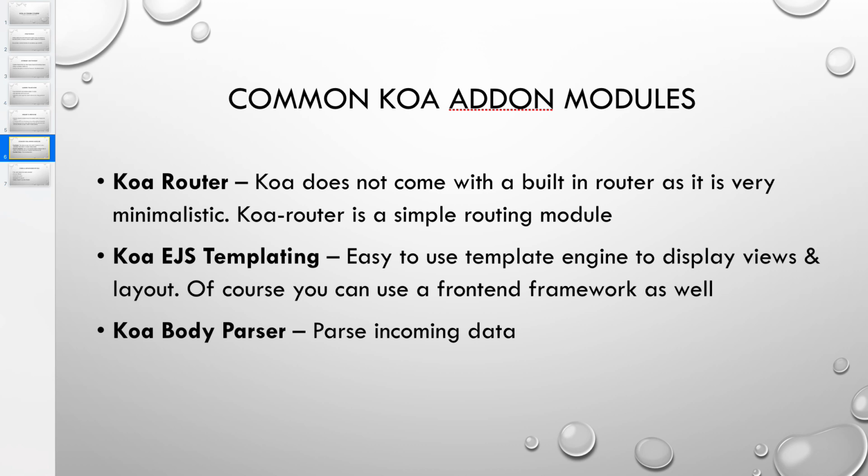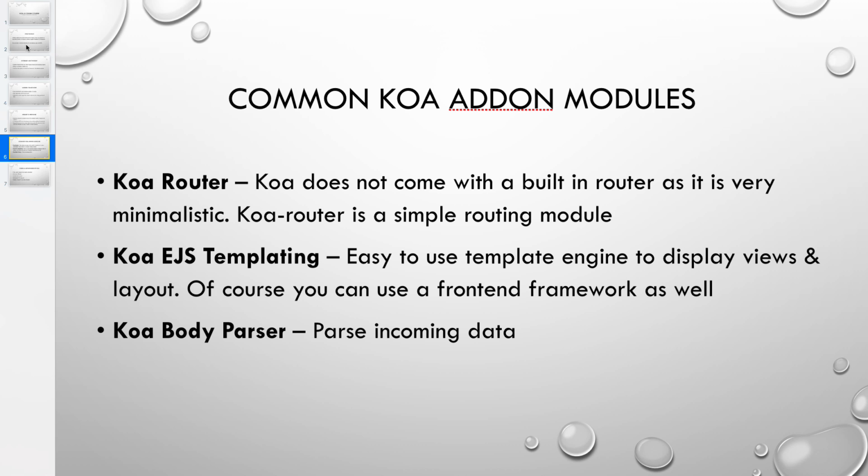It's similar to just the regular EJS. If you've ever used that, embedded JavaScript, it's actually one of my favorite template engines for Node.js. And of course, like I said, you can build an API that just serves JSON and doesn't use templating, and then use a front-end framework. And then the Koa body parser is to parse any incoming data.